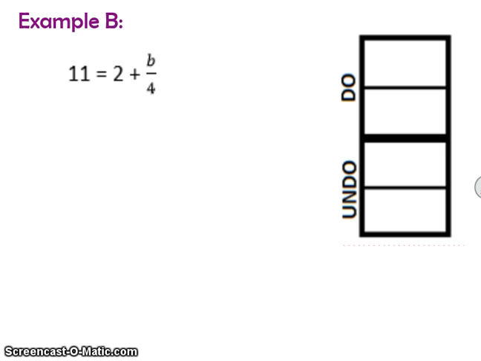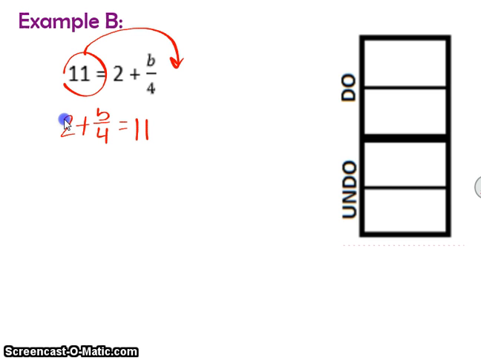Example B, I'm going to do it a different way. These are do and undo boxes. So what I know is that this equation is written backwards, so I can rewrite it. 2 plus b over 4 is equal to 11. All I did was I switched this equal to this side. That's it. What I also know is that if I use my order of operations, I know that multiplication or division always goes first. So my first do step, the first thing that I see in my problem is I'm dividing by 4. That's what that fraction means. Remember, multiplication or division always goes first.